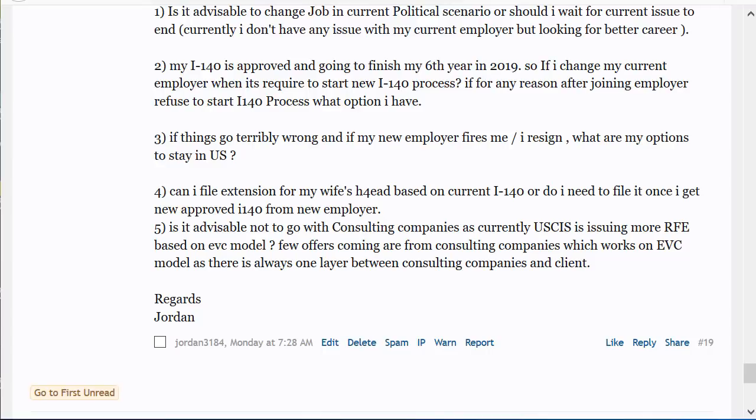Yeah, I don't see any problem with trying to get a visa stamping on a duration less than 1 year, especially if the company makes it clear that they intend to apply for an extension for you.